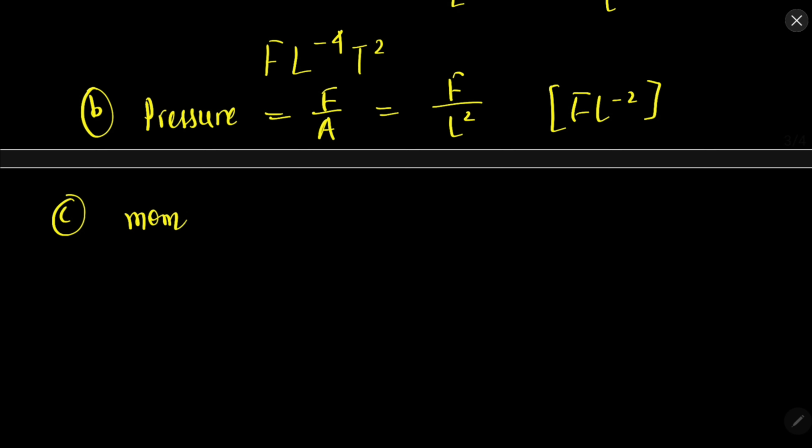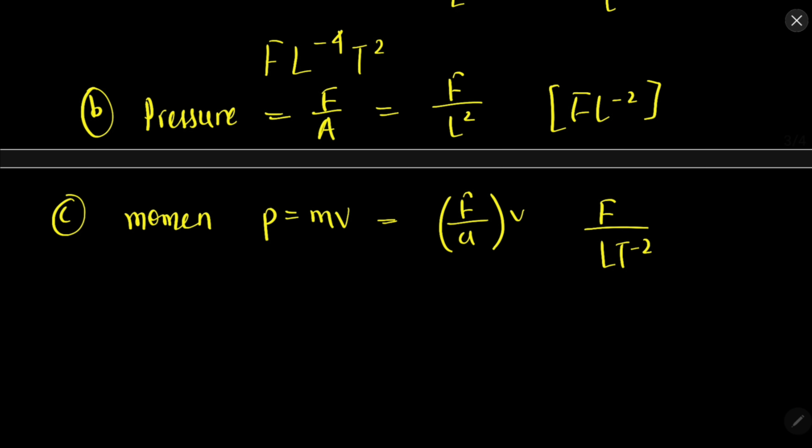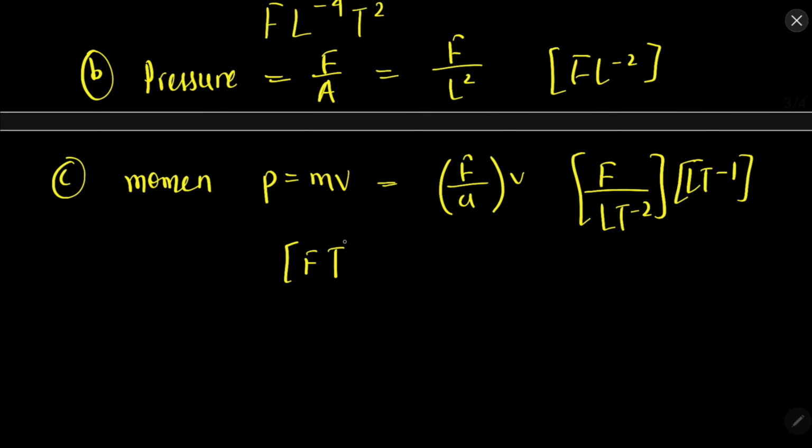Linear momentum is mv. So mass is force upon acceleration into velocity. So this velocity is there, then we will get F L minus Lt minus 2 for acceleration. Velocity is Lt minus 1. So ultimately for momentum we will have force into time, Ft, the dimension.